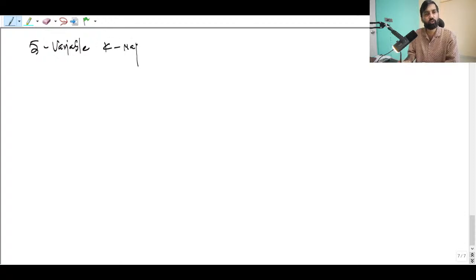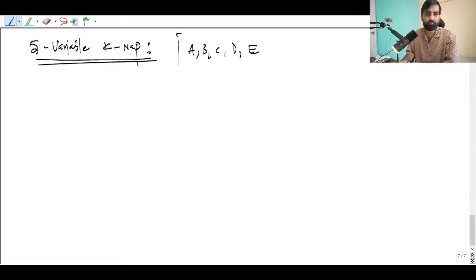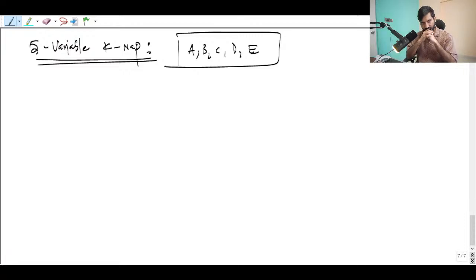Okay, so you can solve any question if you follow the way I'm going to tell, right? So a 5 variable K-map means there will be 5 variables A, B, C, D, E. So what we are going to choose here is you have to take two 4 variable K-maps.